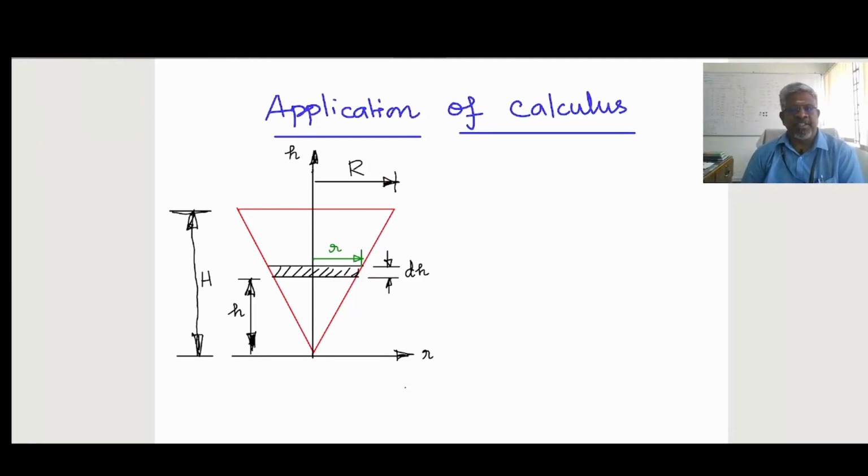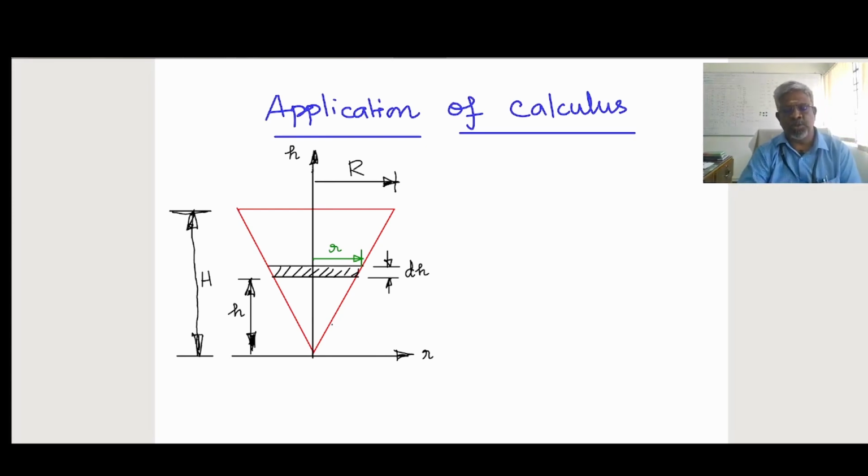Today we will see how calculus helps us calculate some of the important things that we come across in our daily life. For example, this time we have taken a conical vessel, which is marked in red color, whose height is capital H and its base radius is R.